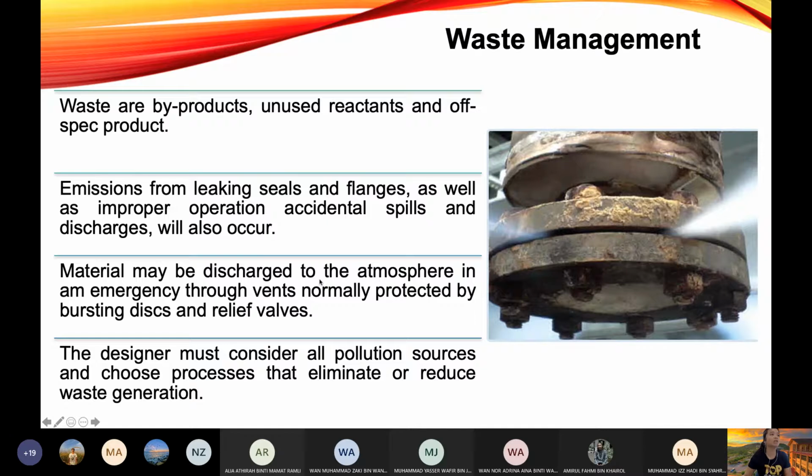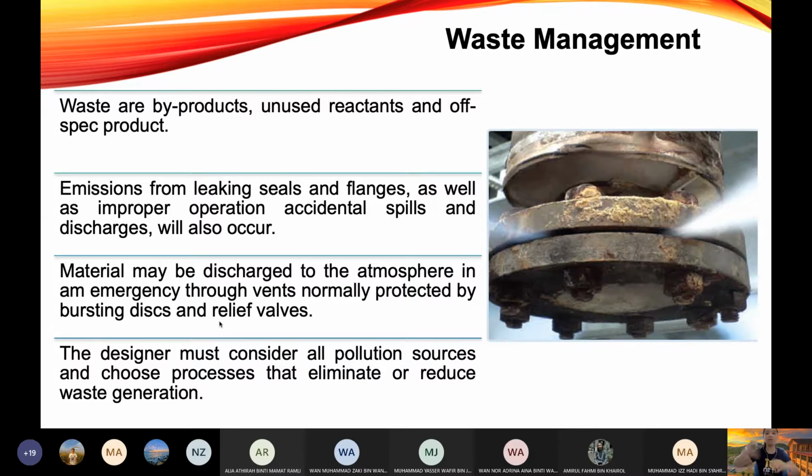Sometimes material is discharged to the atmosphere in an emergency through vents, normally protected by bursting discs and relief valves. If you are using high pressure vessels, normally reactors, and all these reactors, equipment and vessels are equipped with bursting discs and relief valves, meaning let's say all of a sudden you have over-pressure in your vessel, the disc will burst or the valve will open to release the pressure.